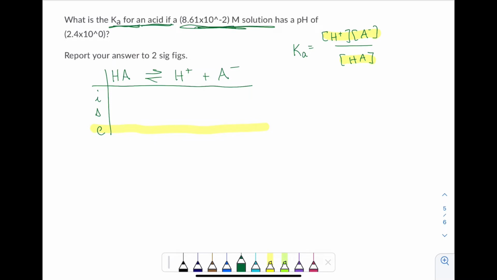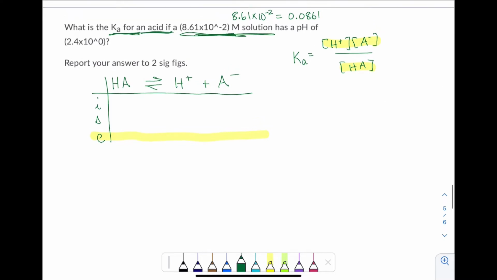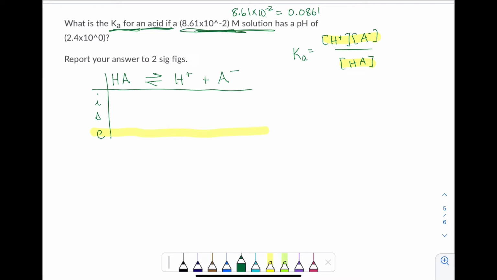They're written in scientific notation. This is the way that our eLearn program works. It looks a little weird. 8.61 times 10 to the minus 2, which, if you want to go ahead and take it out of scientific notation, is 0.0861. So you can do that. That is my initial concentration of my solution.